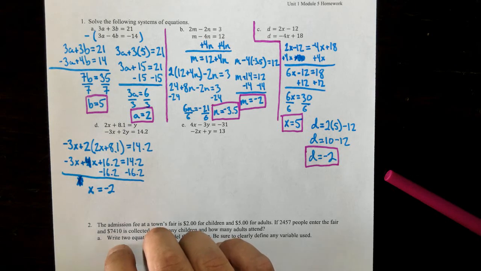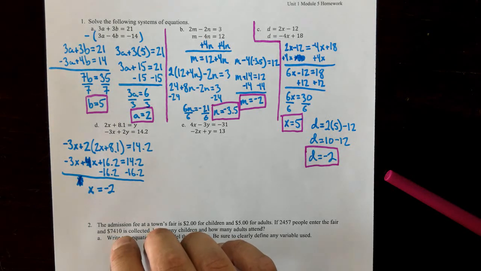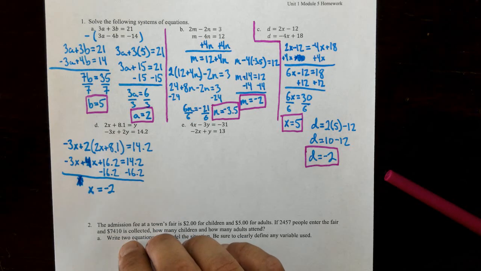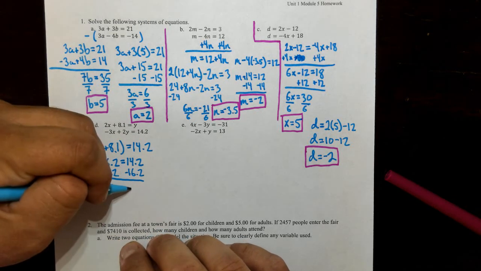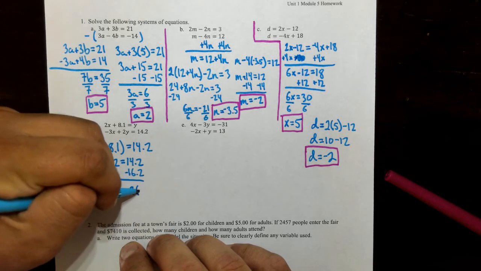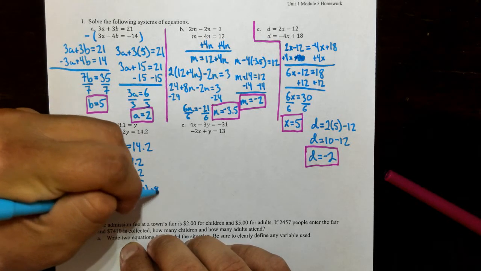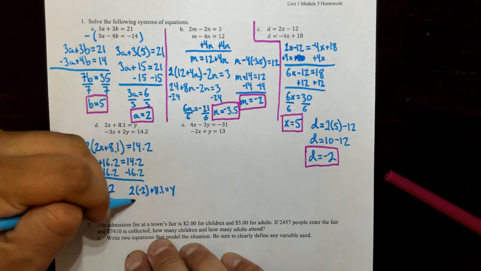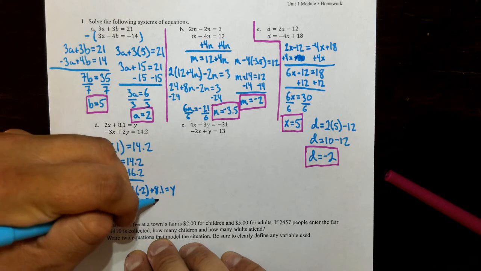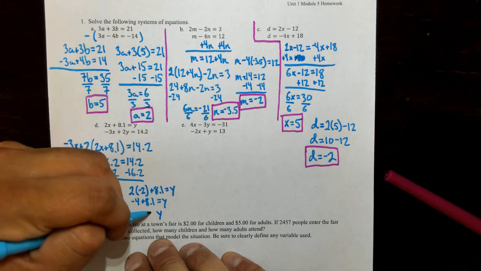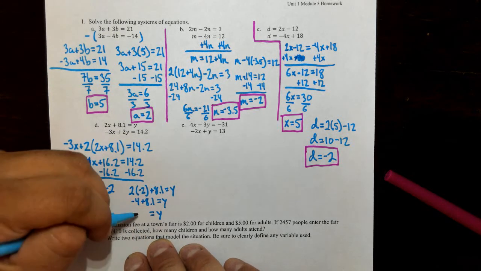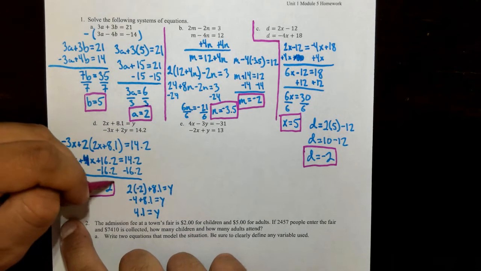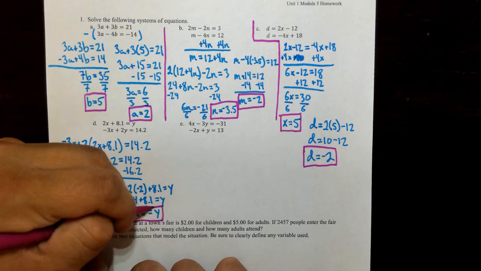And now I can plug in negative 2 for x into any of the equations and solve for my y. I'm going to use the first equation here because it's already set up to be solved for y. So 2 times negative 2 plus 8.1 equals y. This is going to be negative 4 plus 8.1 equals y. So y is equal to 4.1. And we have our two values, we have x and we have y.